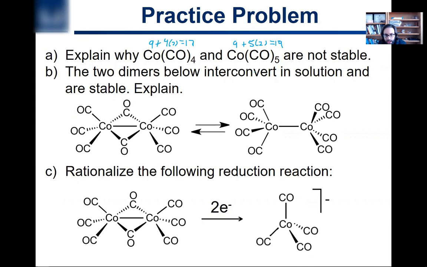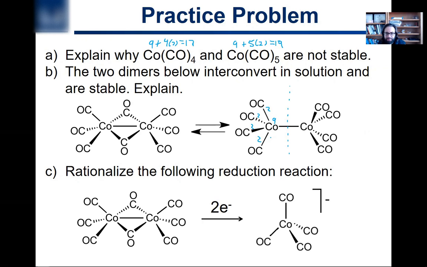So, not ideal because it's not 18 electrons. The 2 dimers below in solution are stable. Explain. All right, so if they're stable, we're probably thinking there's going to be the 18 electron rule. Let's start with this one on the right. It's looking a little more simple than this one on the left. So this is very similar to the manganese example. We have 2, 2, 2, 2. I noticed that this structure is symmetric across the middle, so I'm only going to really look at one half, and then whatever is on one half, I can apply to the other half.